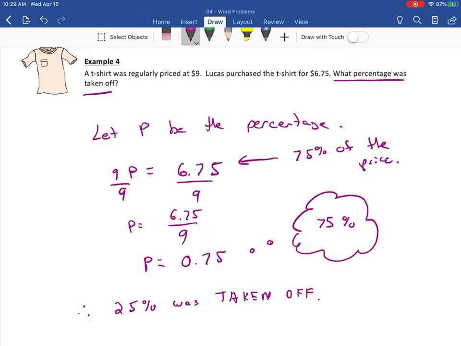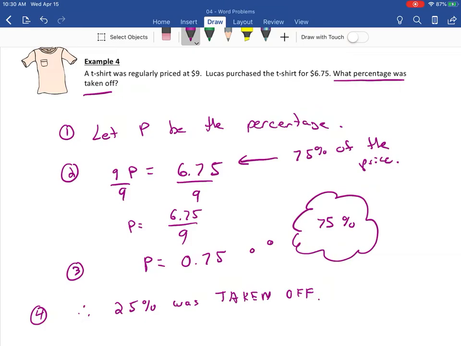So a little bit of thinking there at the end with percentages. And percentages are like that. You always have to do a little bit of thinking with percentages at the end to see what was going on. Did I do my 4 steps? 1, let P be the percentage. 2, make an equation. 3, solve the equation. And 4, a therefore statement.